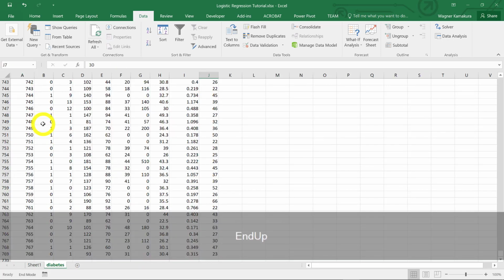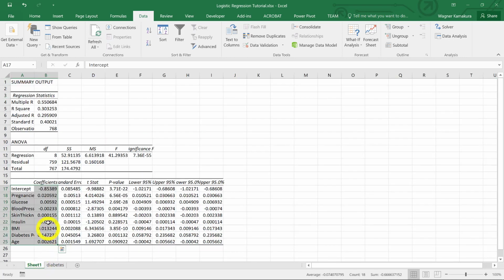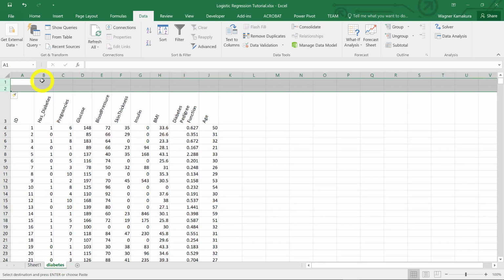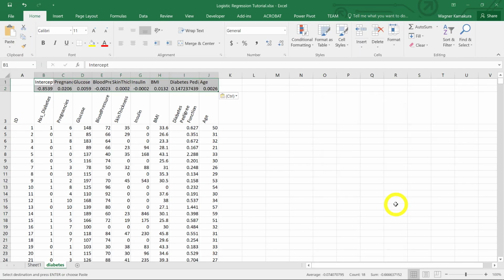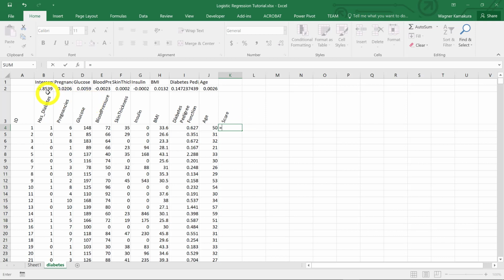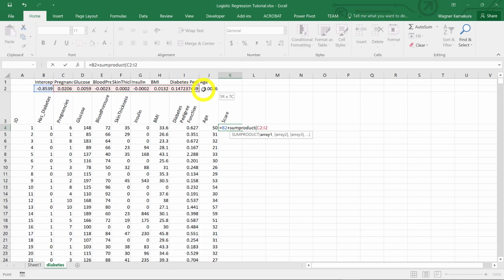I'm going to insert 2 rows to copy the regression coefficients that I'm going to use as a starting point to build our logistic regression. Here we have the intercept and the weights for each one of the predictors. So I'm going to compute the score for each patient. The score for each patient will be equal to the intercept plus the sum product of the weights, the regression coefficients, and the predictors for each patient.